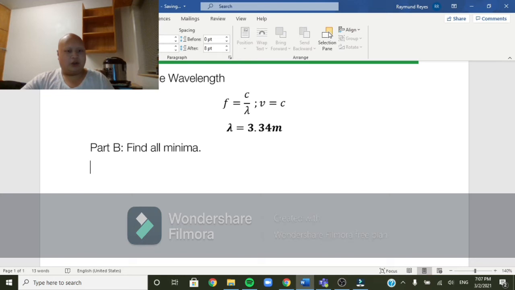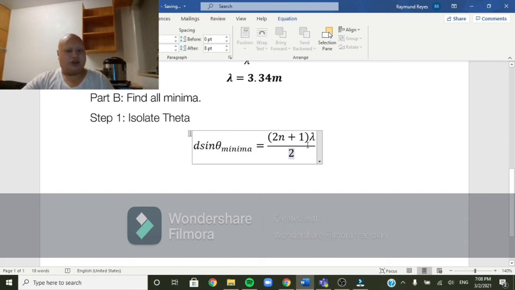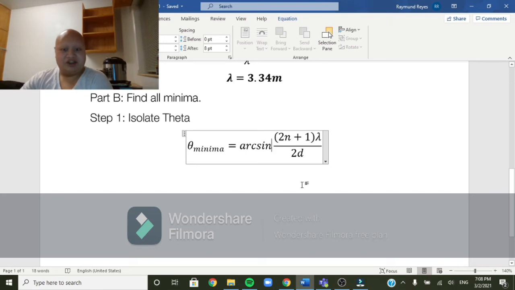And now we have to find all the minima. So first we have to isolate theta from the equation. From this equation, d sine theta equals (2n plus 1) times lambda divided by 2. n is the order, and lambda is the wavelength. We calculated wavelength, so yeah. So divide both sides by d, and then take the arcsine of both sides to take away the sine and isolate theta. So it's just arcsine of this conglomeration.